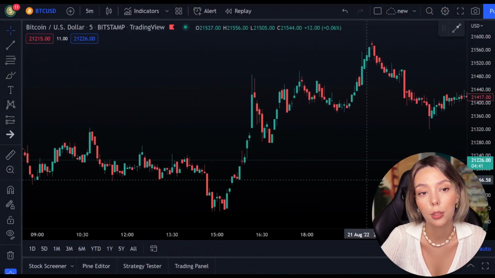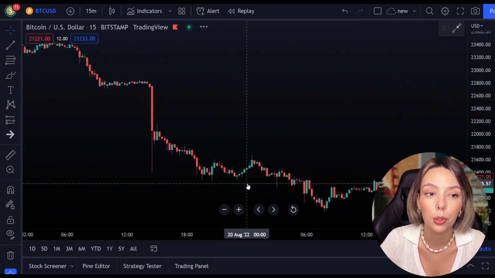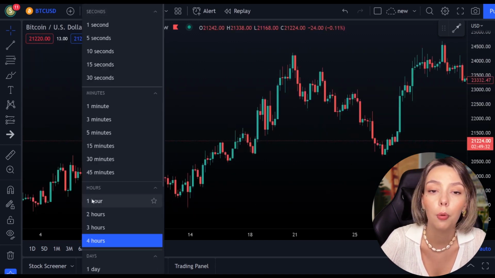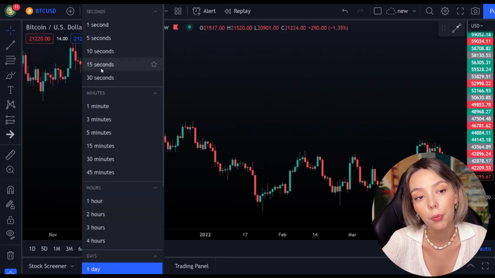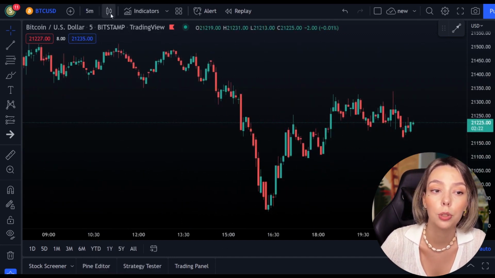So let's get started. Okay, we're currently looking at the price of BTC USD on a 5-minute time frame. This strategy also works on the higher time frames. You can try it on a 15-minute, 1 hour, or even a daily chart. Before we add our indicators to the chart, let's switch the candlesticks from Japanese to Heikin-Ashi.